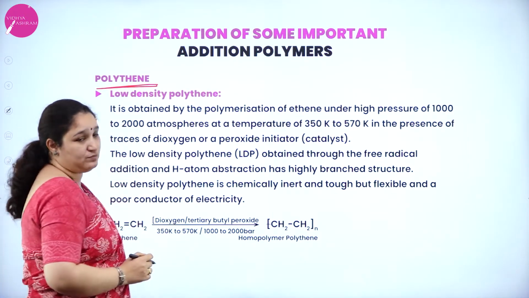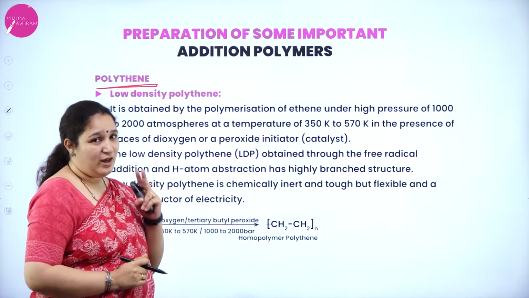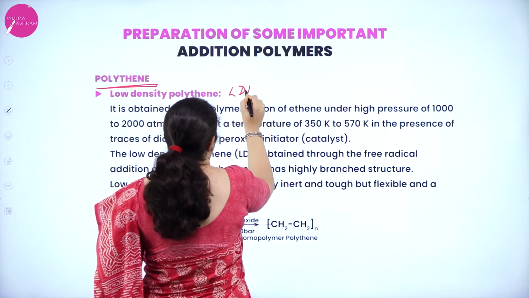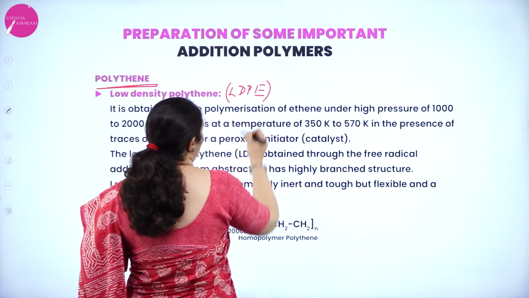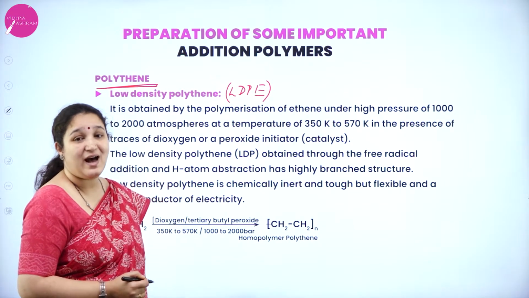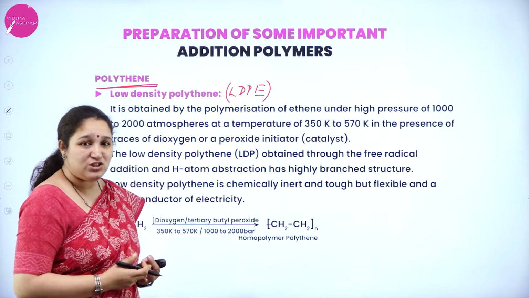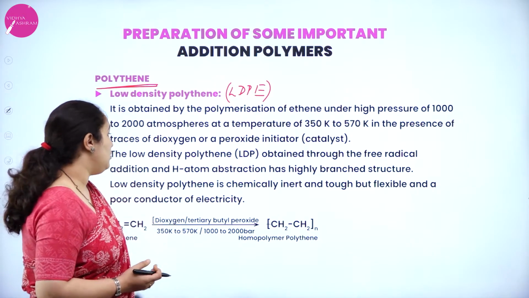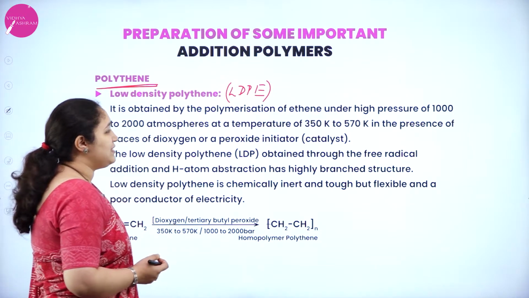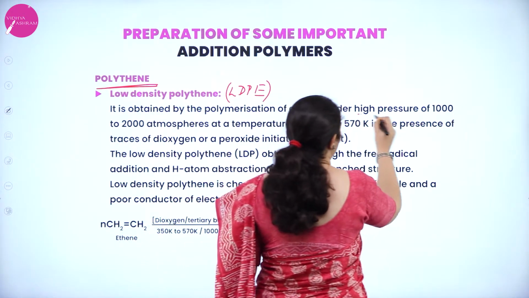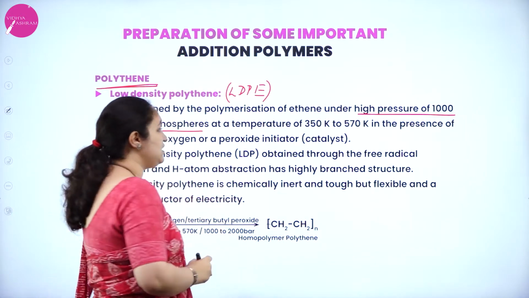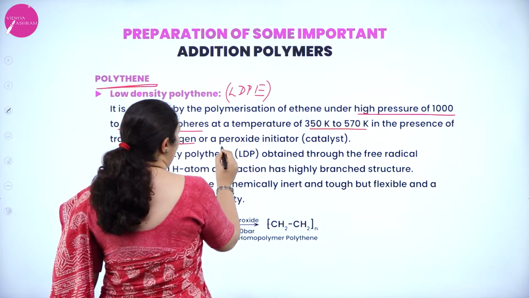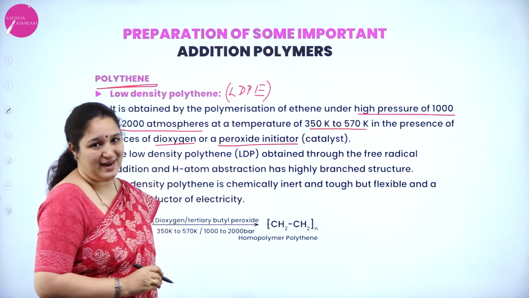polythene. Under polythene, we have two types, LDPE and HDPE. LDPE is low density polythene and HDPE is high density polythene. Now the conditions to prepare low density polythene and high density polythene are completely different. You can see it is obtained by polymerization of ethene at a high pressure of 1000 to 2000 atmospheres and a temperature of 350 to 570 Kelvin in the presence of dioxygen or a peroxide initiator as a catalyst.